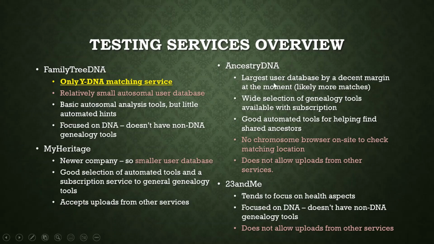AncestryDNA is one of the older ones around, so they have by far the largest user database of autosomal users. They don't have the Y DNA. They're only autosomal DNA, but if you're looking at autosomal DNA, you're likely to get the most matches from AncestryDNA. They're also well known for their general genealogy tools, with subscription services. So if you're into genealogy in general, they're a major player in that field. They also have a good selection of automated tools for helping you figure out what your shared ancestors with your matches are, which can help ease a little bit of your workload.